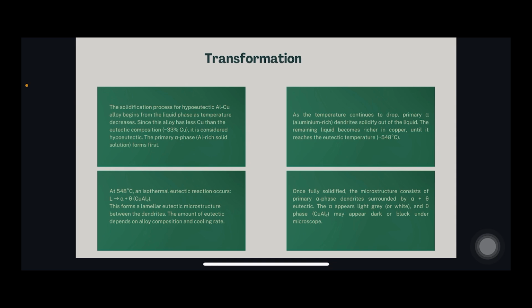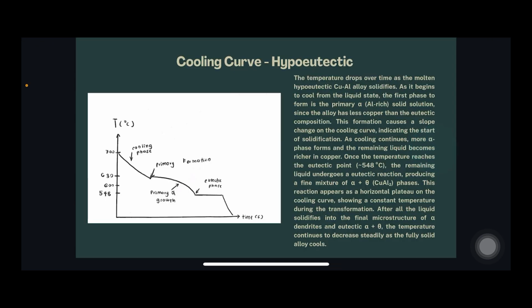This forms a laminar eutectic microstructure between the dendrites. The amount of eutectic depends on the alloy composition and cooling rate. When fully solidified, the microstructure consists of primary alpha phase dendrites surrounded by alpha plus theta eutectic. The alpha appears light grey or white, and the theta phase may appear dark or black under the microscope.